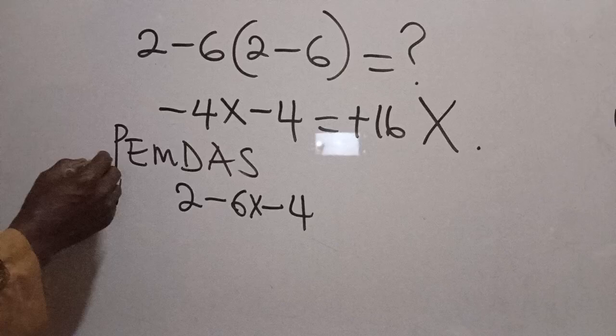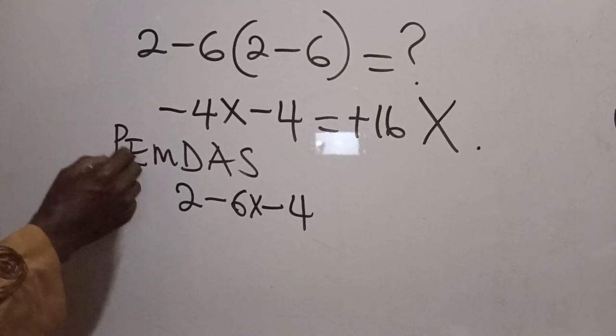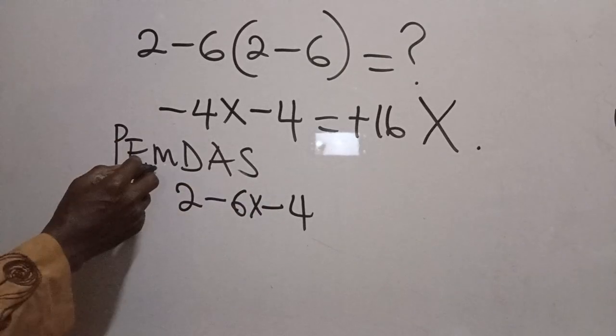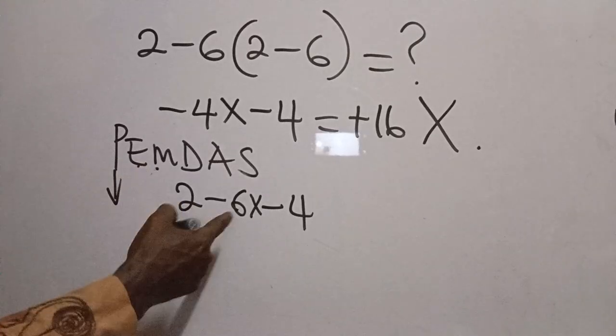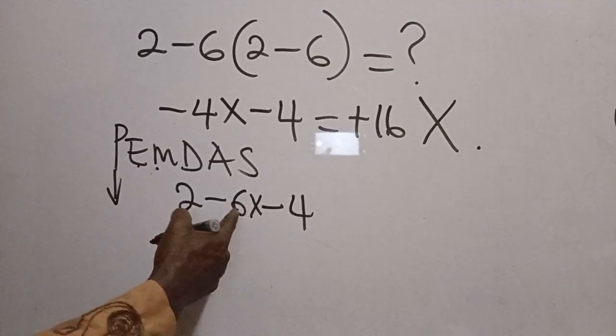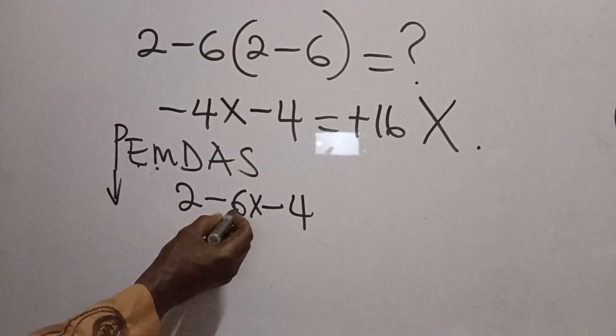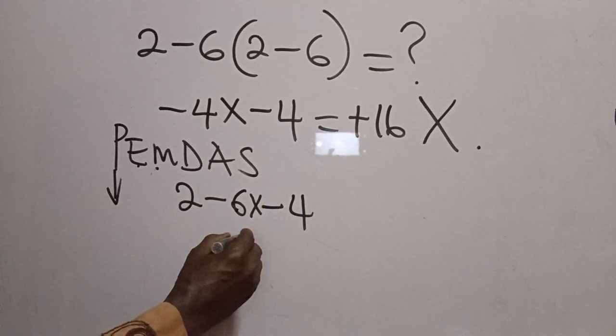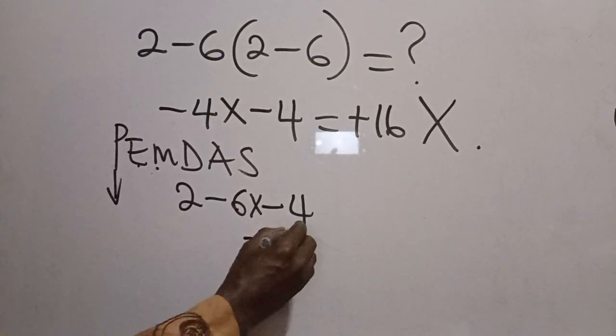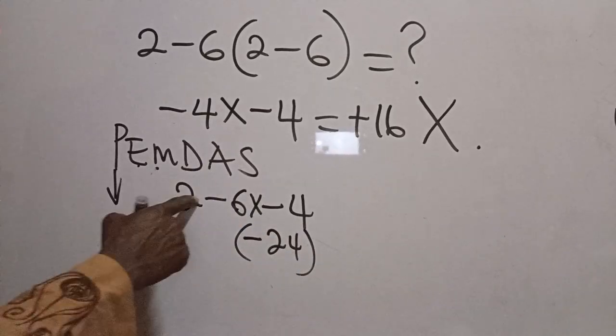Since after parentheses we have exponential, and there's no exponential here, the next item in this acronym is multiplication. So that means we're going to start from the left, multiplication. So starting from the left now, we are multiplying 6 by minus 4. 6 times minus 4 will be what? Minus 24. You can put that in brackets.